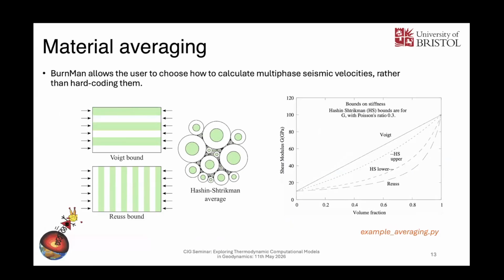As I mentioned before, we can tack on various different material averaging schemes to allow the user to calculate multiphase seismic velocities under different assumptions: Voigt bound, Reuss bound, Hashin-Shtrikman upper and lower bounds. And those can have a really big effect on, for example, the shear modulus, as is shown on the right-hand side of this slide.